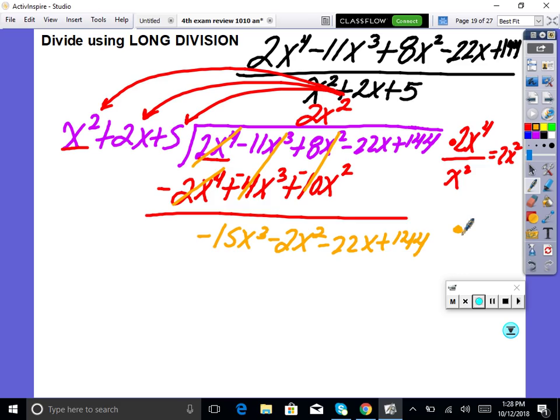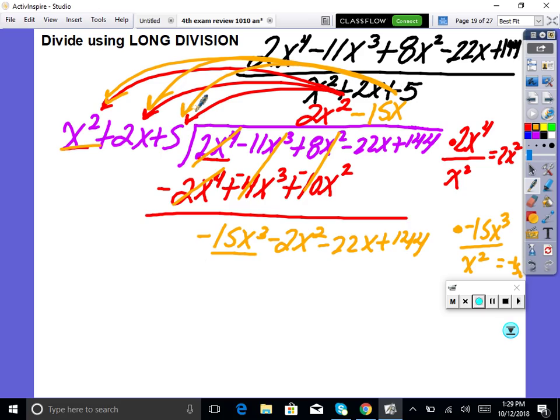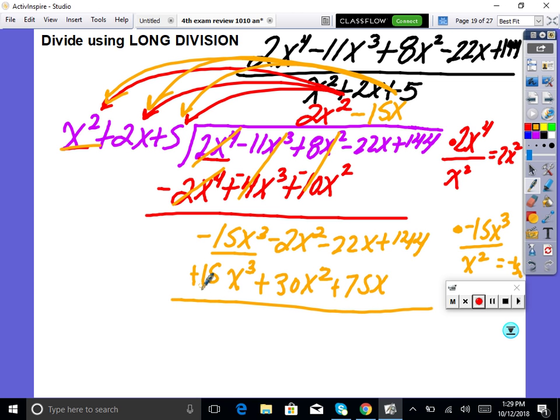Bullet point, starting over, leading term, negative 15x cubed, divided by leading term x squared. So that's negative 15x. So minus 15x, then I'm going to distribute. So negative 15x times x squared is negative 15x cubed. And then negative 15x times positive 2x is negative 30x squared. Then we have negative 15 times 5, which will be negative 75x. Then important step, change the sign, change the sign, change the sign. Combine like terms, adding straight down. These go away, so then we have plus 28x squared plus 53x plus 144. And now we're starting the process over again.